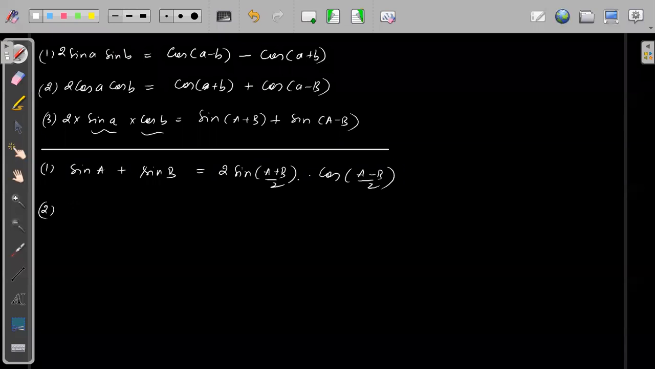Second form, sin A minus sin B. Tell me what this is. Sin A minus sin B. A minus B by 2. What is sin A minus sin B? Tell me what is sin A minus sin B?